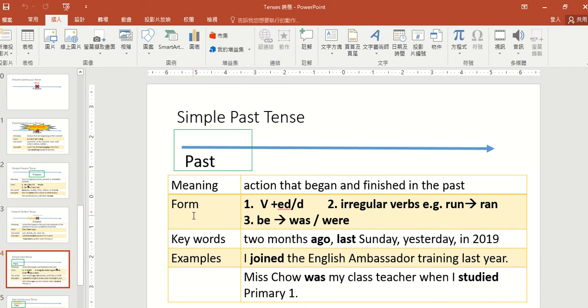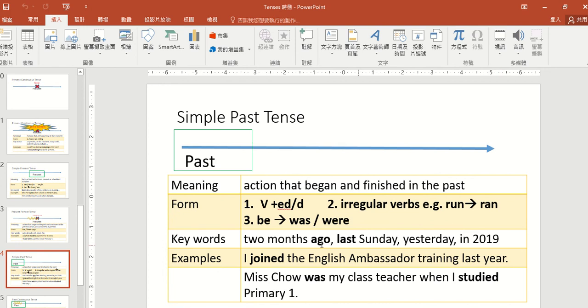And then the form will be the verb, you add ed or d. So most of the difficult words will be adding ed or d. But the most common words are irregular verbs. So they are actually more common in daily life. We change the whole word so people can notice right away that it is a past action. So run will change to ran, for example. And then you have a very long list at the back of your English book.